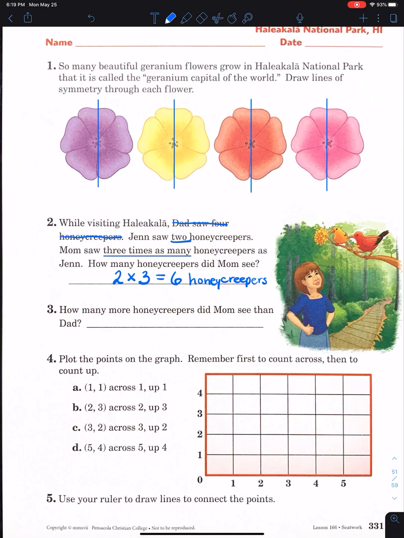All right, how many more honey creepers did Mom see than Dad? Well, now we do need Dad's information. So I'm going to erase those lines that I drew through that information. So Mom saw 6 and Dad saw 4. Okay, how are we going to find the difference between 6 and 4? Well, difference is an answer in a subtraction problem. We need to subtract. So Mom saw 6 minus Dad's 4 equals 2. So Mom saw 2 more honey creepers than Dad.